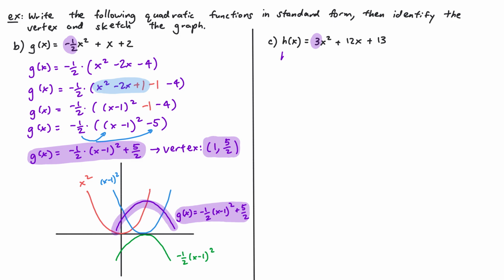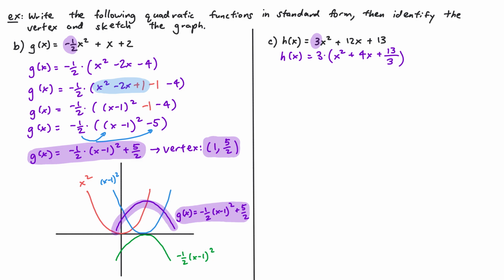So our polynomial is h of x equals 3 times, 3x squared divided by 3 leaves me with just x squared. Next, 12x divided by 3 leaves me with 4x. And then lastly, 13 divided by 3. Well, that's not a whole number, so we'll just leave it as 13/3. Remember that if you want to check if you factored things correctly, take the 3, redistribute it to each of your terms, and see if it matches up with your original polynomial.